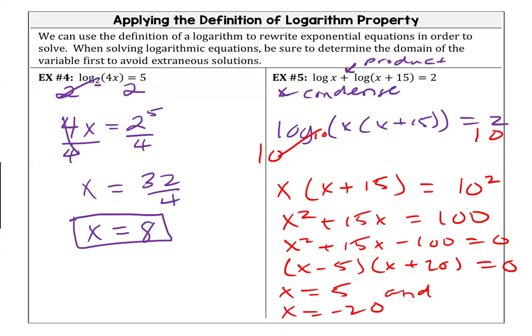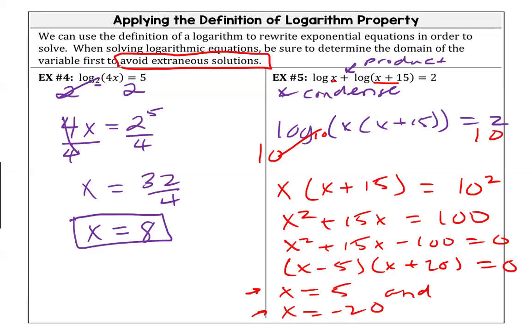Okay? One of these is what we call an extraneous solution. And it's called an extraneous solution because it'll produce a negative argument, and you cannot have a negative argument in the original log. So when I look at this word right here, it says avoid extraneous solutions, right? By avoiding extraneous solutions, you're going to take your values and substitute them back into the original equation. If it makes my argument negative, it is an extraneous solution and not a real solution.